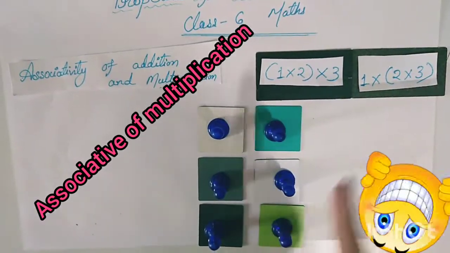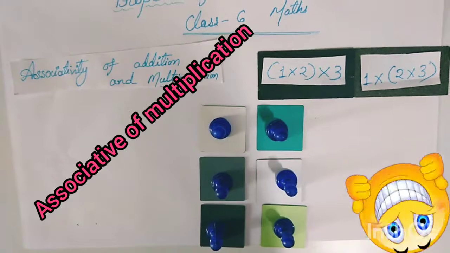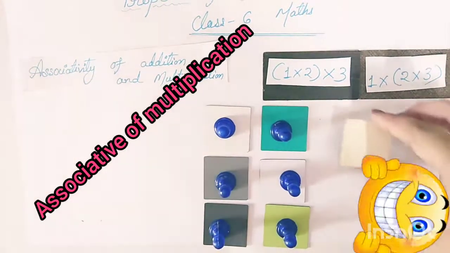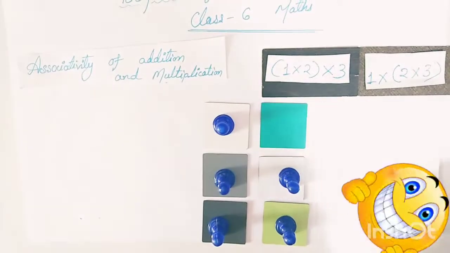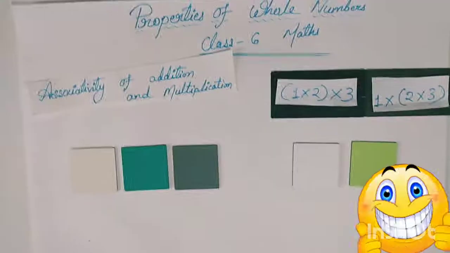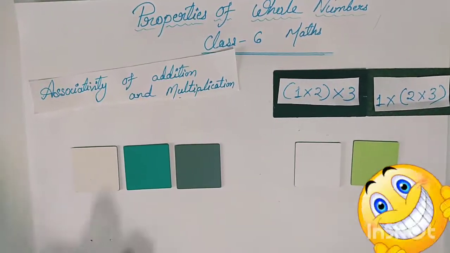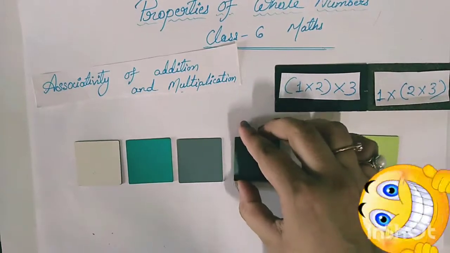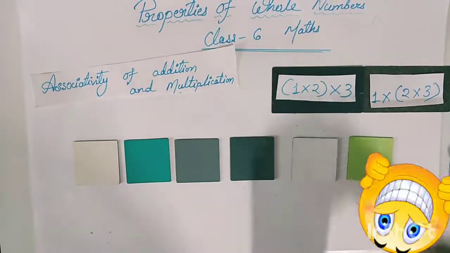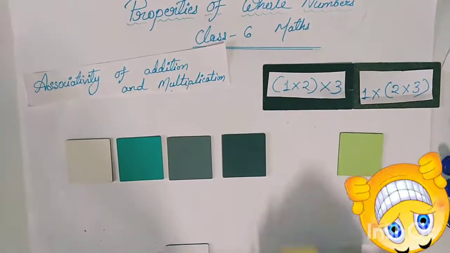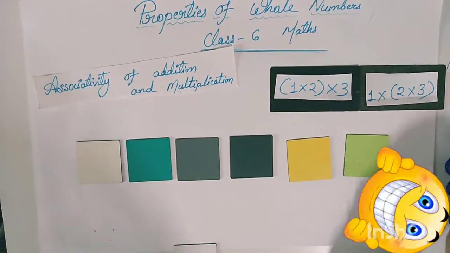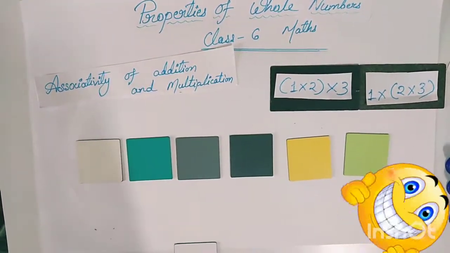Now 6 multiply by 1. What will you get? 6 multiply 1. Simple. Now for 6 multiply 1, I am taking 1 row and 6 columns. 1 2 3 4 5 6. I am taking here 6 columns. So count 1 2 3 4 5 6. That means the answer of this question is also 6.